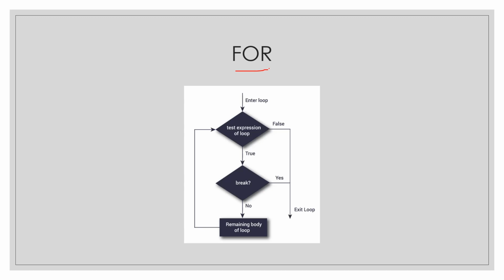Then comes the for loop. This for loop is also a looping control statement. So the flowchart follows like this. You have to enter the loop, then the test expression is checked. If it is true, then the code is checked for any break statements. If there is any break statement, the control is transferred to the statement just after the for block. Else the remaining body of the loop is executed, and if the test expression is false, then the loop is exited immediately. If there's any break statement, then the loop is exited just after the break statement.